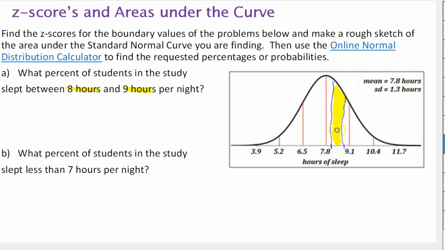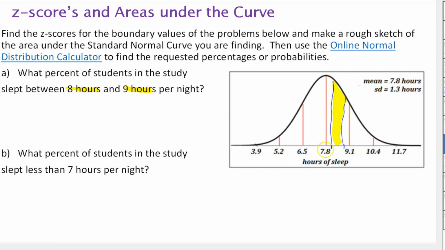Now to do this, we're going to find the z-scores, which apply to the standard normal distribution, and then we're going to use this online normal distribution calculator to find this area. So remember, since this is a curve instead of a line, we could approximate it with a trapezoid, but we generally use calculus or numerical methods to find areas like this. So we're going to use the online calculator to do this. But first we need to find these z-scores.